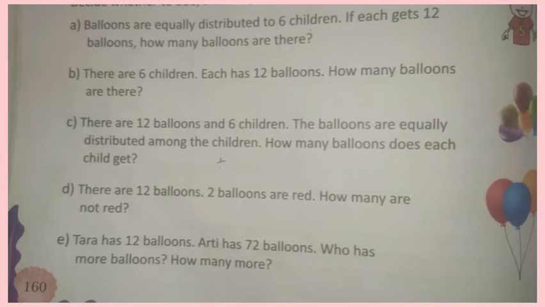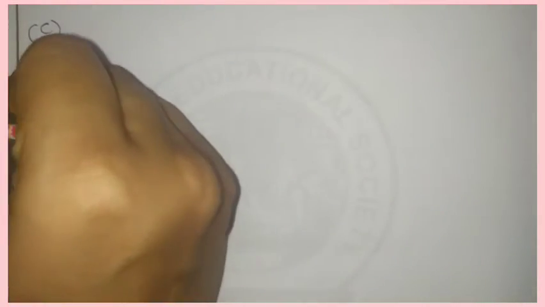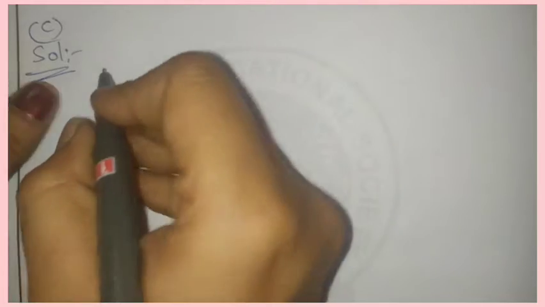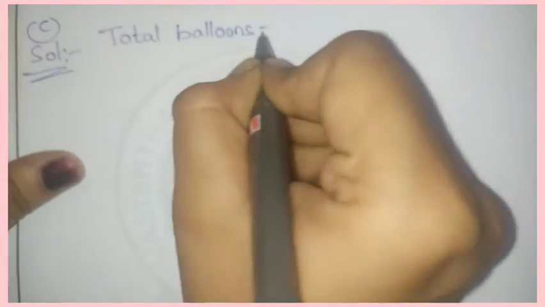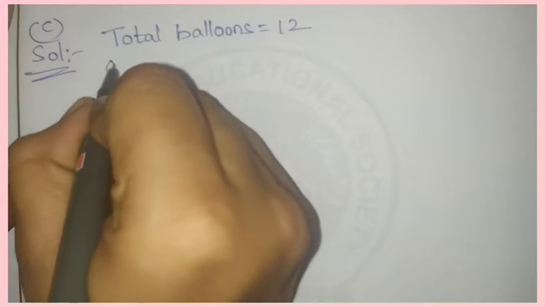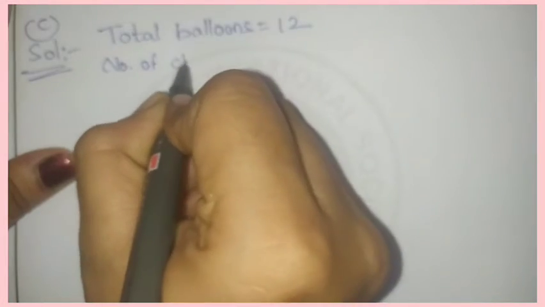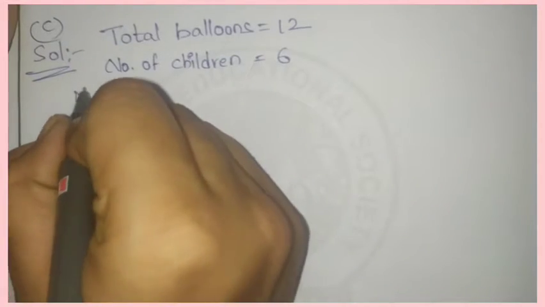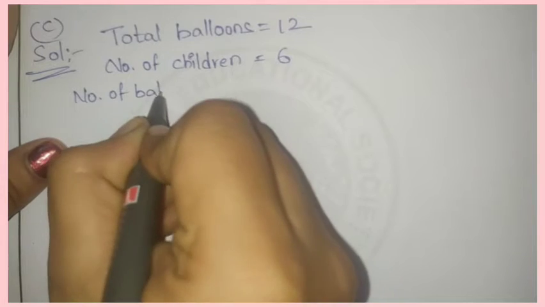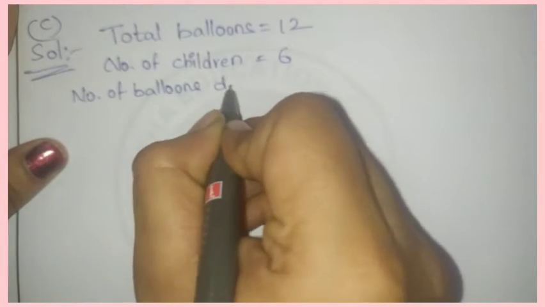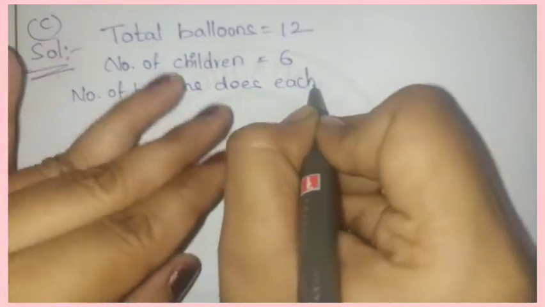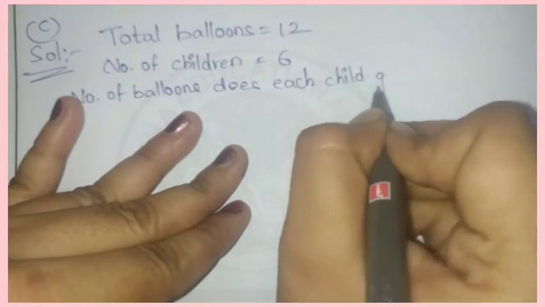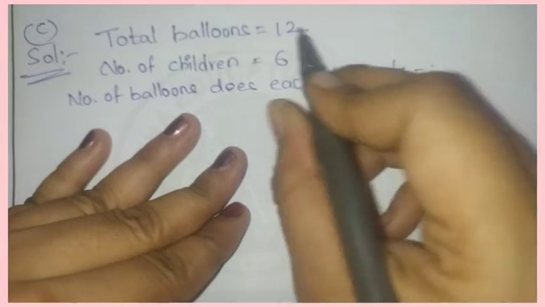Now look at C answer. C solution. First we will write total balloons. There are 12 balloons. Number of children. There are 6 children. Number of balloons does each child get? We have to divide these two.